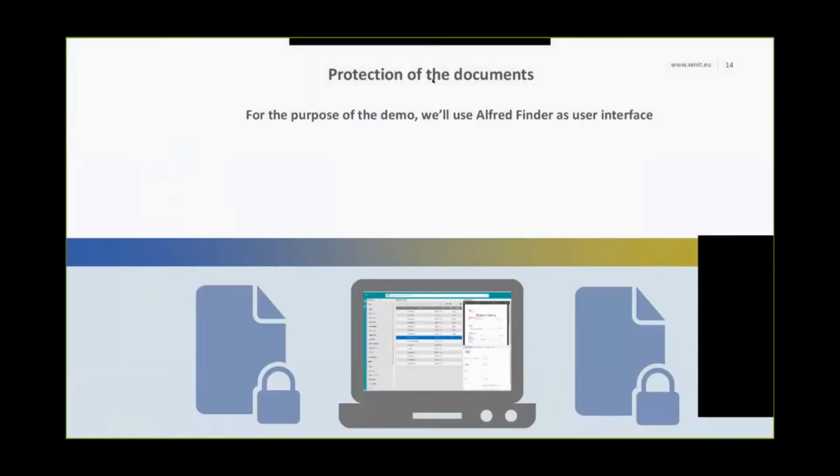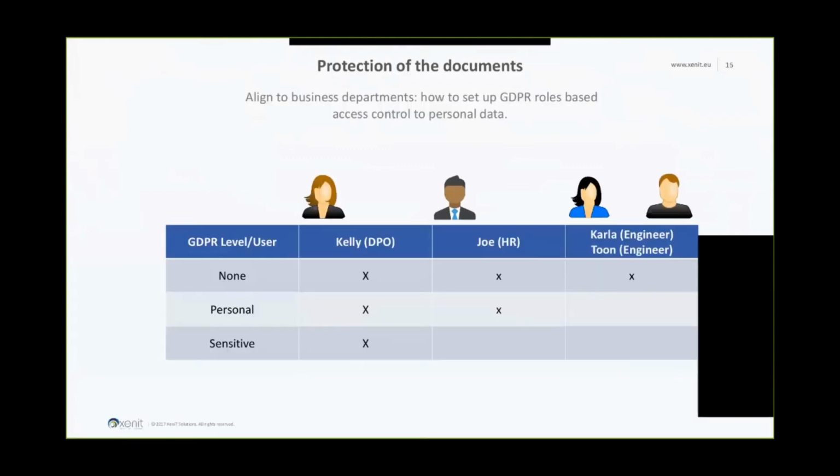So for the purpose of the demo, we will use Alfred Finder, our web view to Alfresco with a search-oriented interface, to demonstrate how we can protect documents based on this metadata. Alfred Finder will be connected to exactly the same Alfresco, so we will be able to find the documents we uploaded with Alfred Desktop. We will show in this demonstration how different profiles can see different documents based on the role they have in the company.